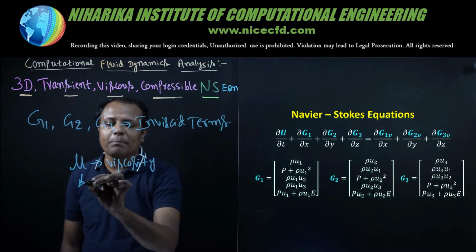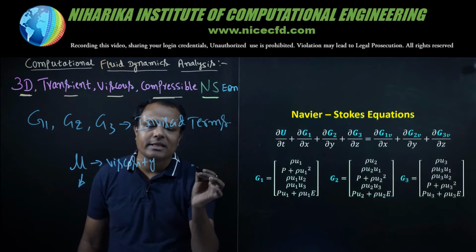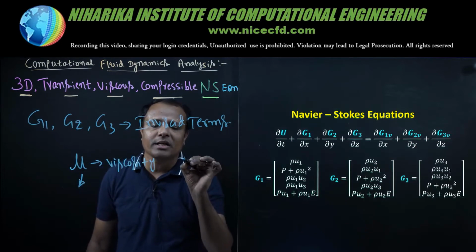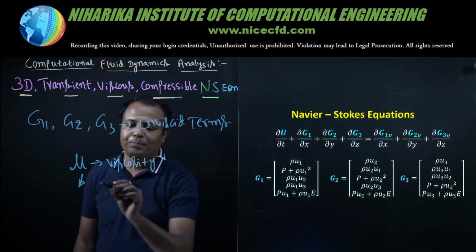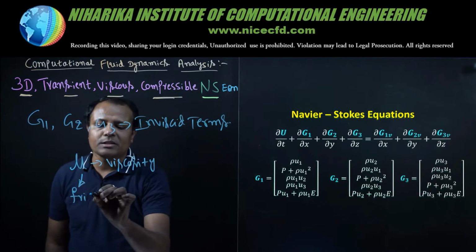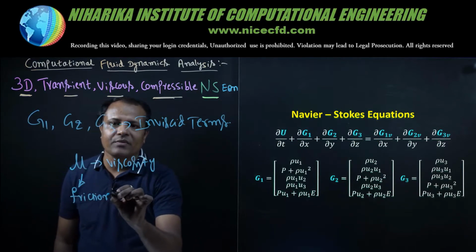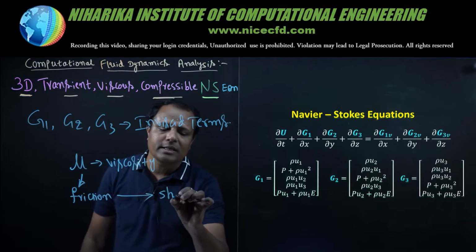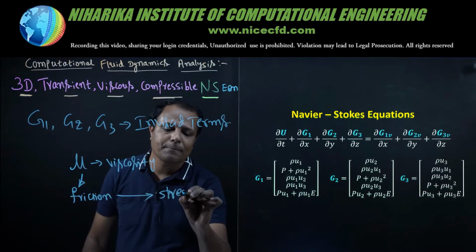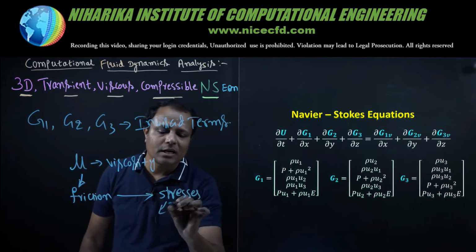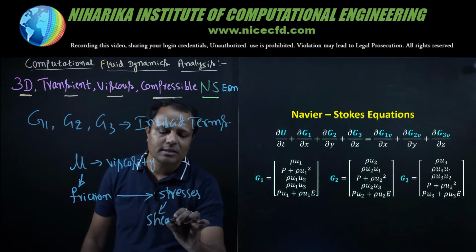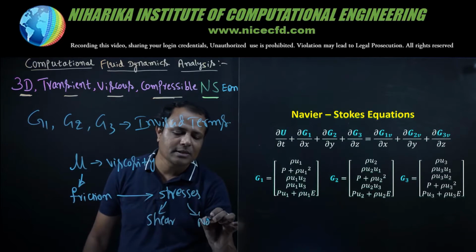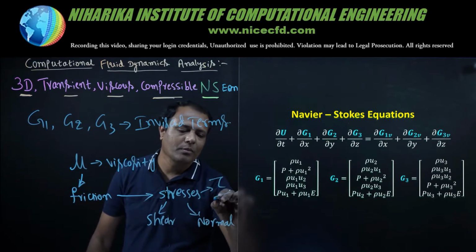Physically, what is the impact of viscosity? Viscosity is going to create friction between fluid and wall. So, viscosity is practically going to create friction. Friction is mathematically represented by stresses. Stresses are of two types, shear stresses and normal stresses. Stresses are represented by tau.